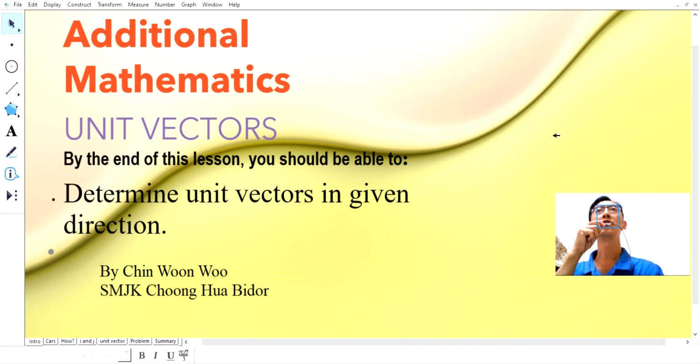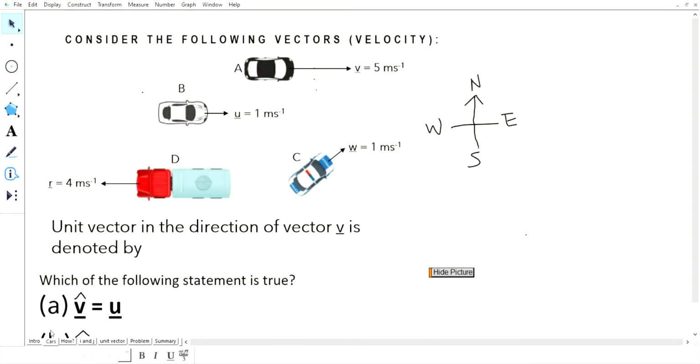Today we are going to learn about unit vectors in Form 4 Additional Mathematics. By the end of this lesson, you should be able to determine unit vector in a given direction. What is a unit vector? Look at the following diagram.